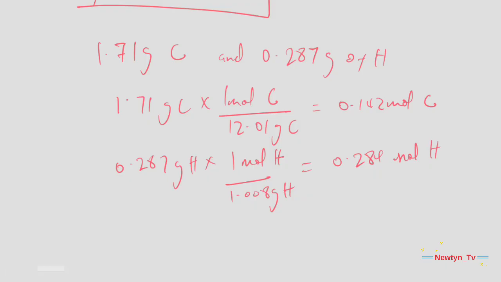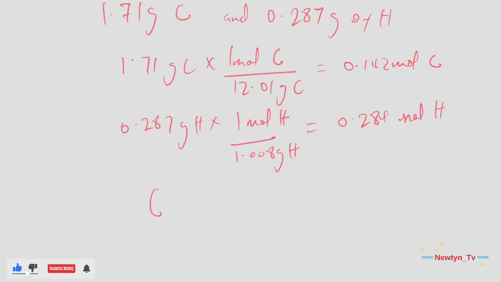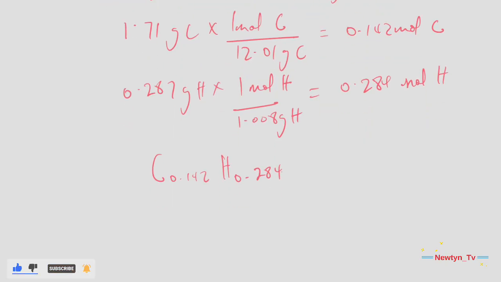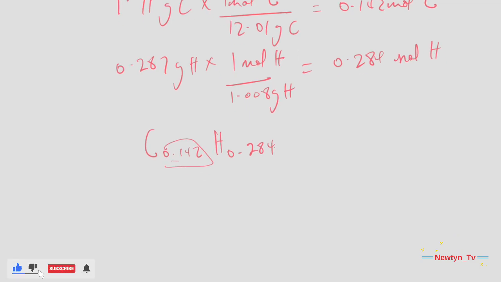So this compound may be represented by the chemical formula C0.142 H0.284 per convention. This formula contains non-whole-number subscripts, which can be fixed by dividing each subscript by the smaller subscript. So in here, what is the smaller one? It is this one, so we divide each number by the smaller number.